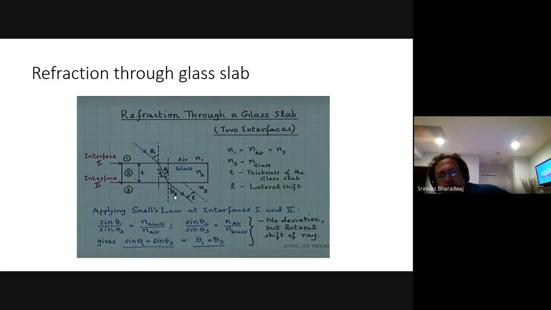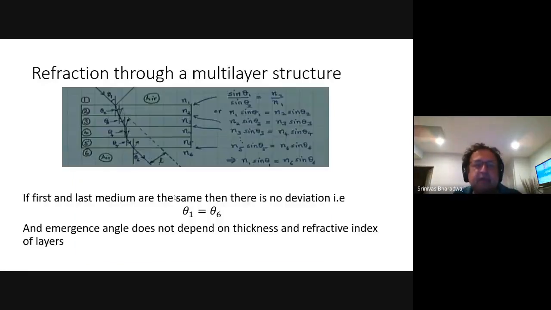Okay, so because of that, you will see no angular deviation, but you will see a lateral shift in the ray. So that's what happens to the ray as it changes medium. If the first and last medium are the same, then there is no deviation.